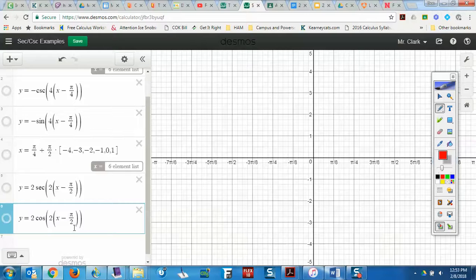Something similar, just with cosine, right? Secant is a reciprocal of cosine, so same thing. Everywhere this crosses. So if we want to graph this one right here, secant, this has a period of 2 pi divided by 2, which would be pi. So we've got a period of pi there.